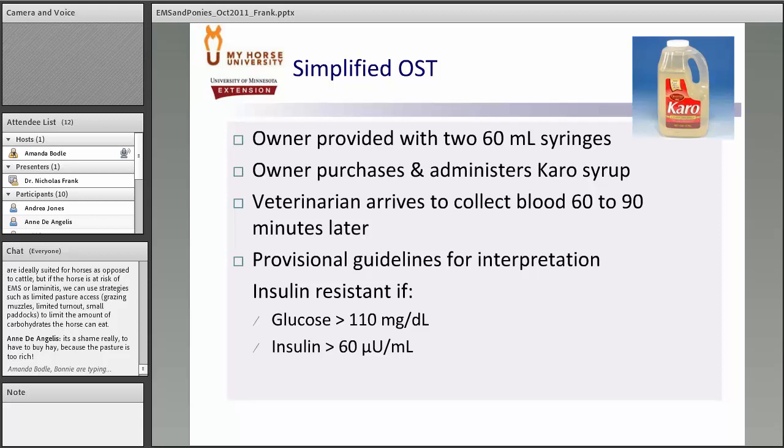So this has really come down to a very straightforward test that you as an owner can be involved in. You can purchase the Karo syrup, you can work out the dosage, and then give the Karo syrup to the horse or pony and schedule the appointment with your veterinarian for he or she to arrive 60 to 90 minutes later. The veterinarian comes, pulls one blood sample, sends it off, and then interprets the results accordingly. Again, a high insulin response after the sugar indicates there's a problem with insulin resistance.